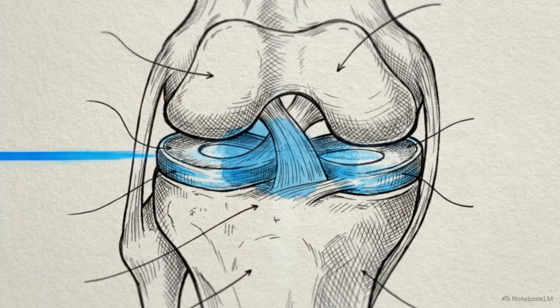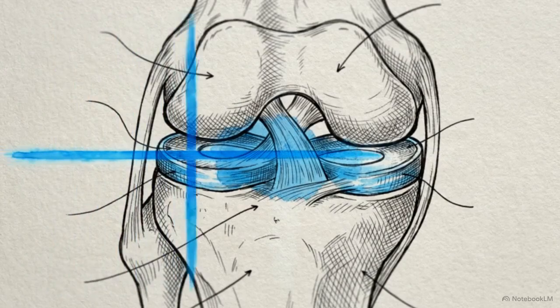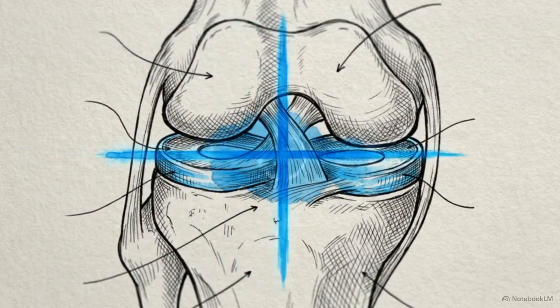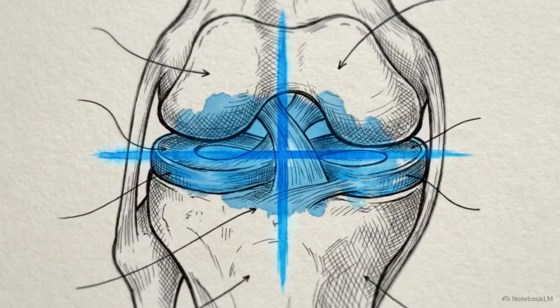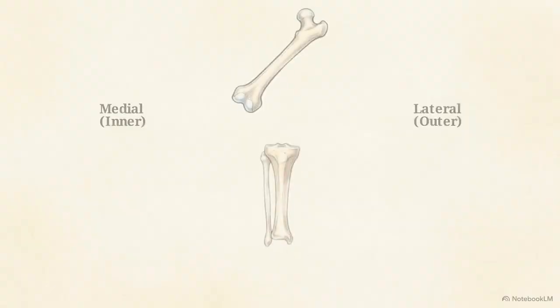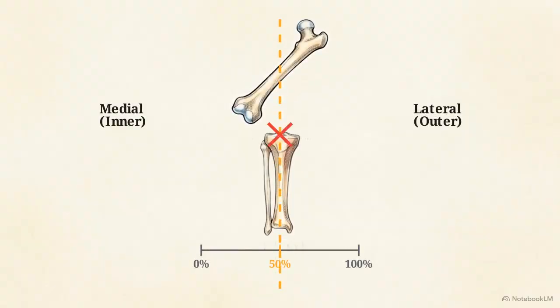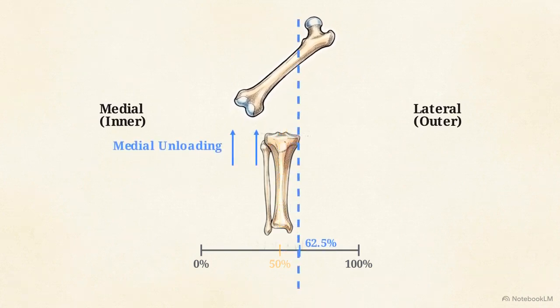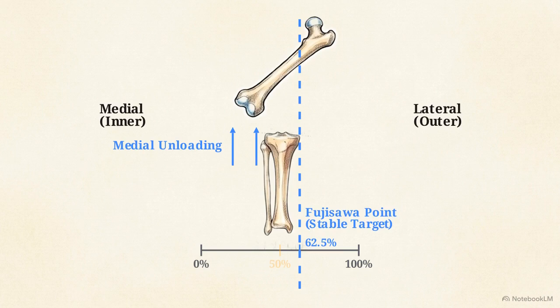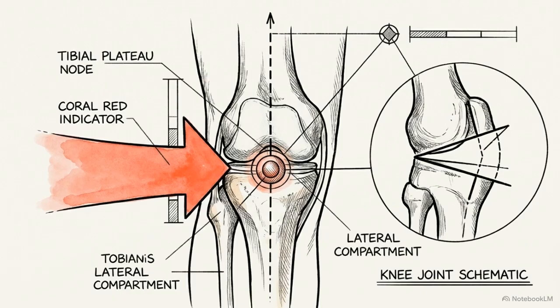With the anatomy mapped, the next phase of planning determines the exact coordinate where the new load-bearing line must pass through the knee joint. A perfectly neutral, centered mechanical axis is insufficient. To actively protect the damaged medial cartilage and alleviate pain, a slight overcorrection toward the lateral side is required. The Fujisawa point provides the exact mathematical target on the tibial plateau to anchor this postoperative weight-bearing vector.